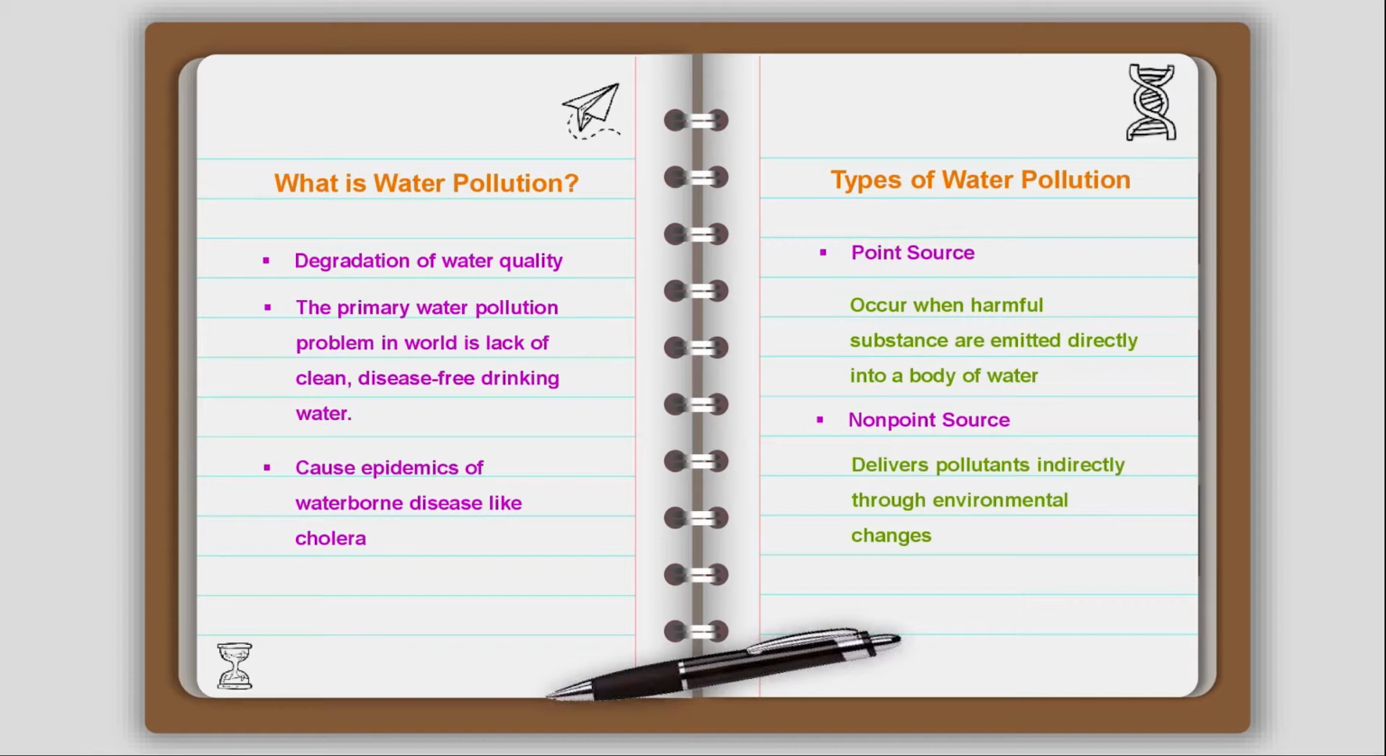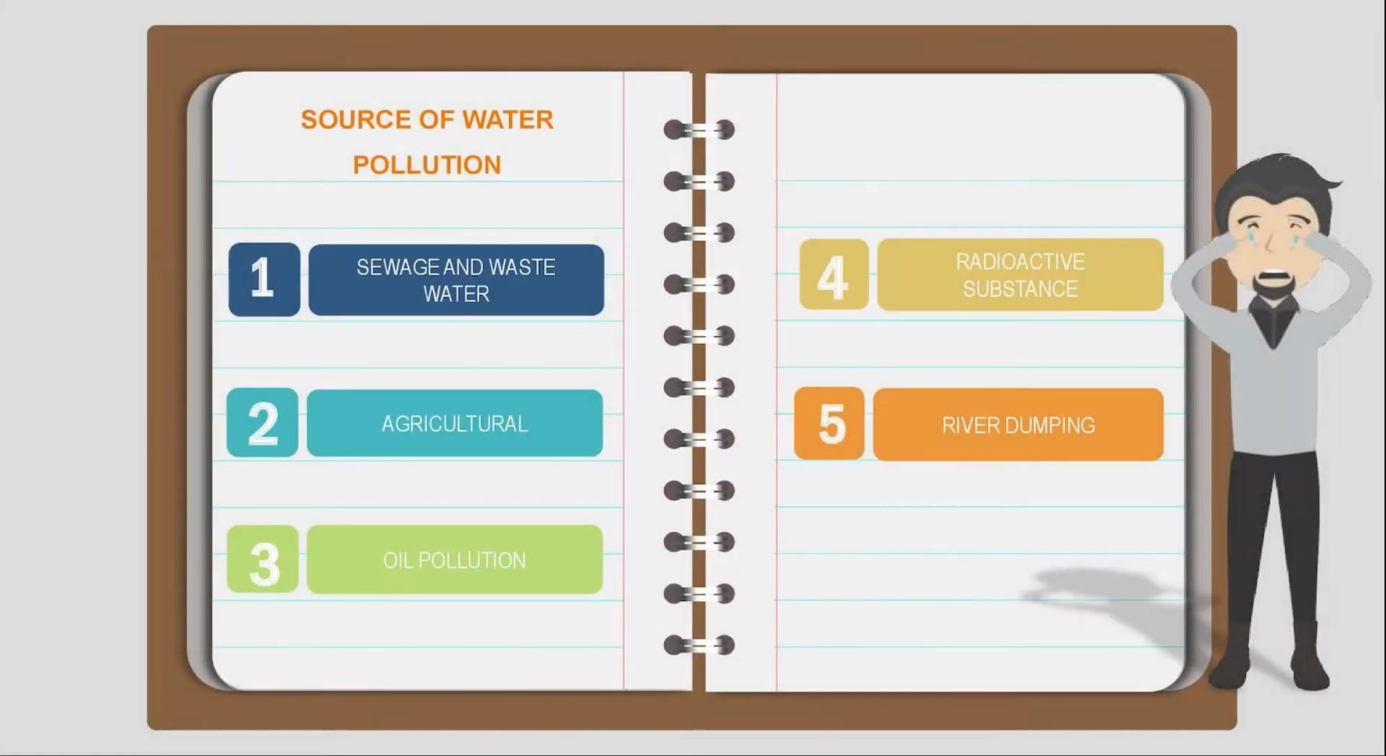Types of water pollution. First, point source occurs when harmful substances are emitted directly into a body of water. Second, non-point source delivers pollutants indirectly through environmental chains. Source of water pollution. First, sewage and wastewater. Second, agricultural. Third, oil pollution. Next, radioactive substance and river dumping.